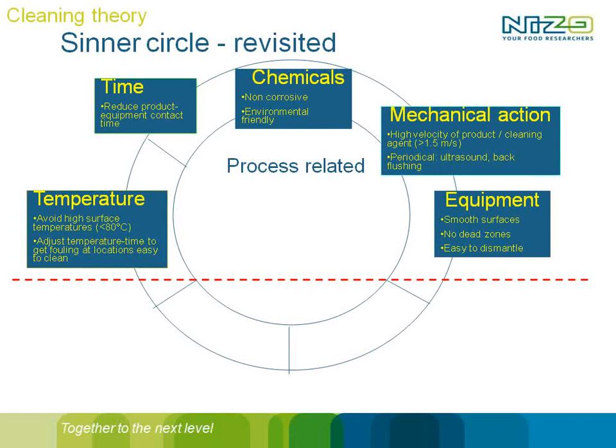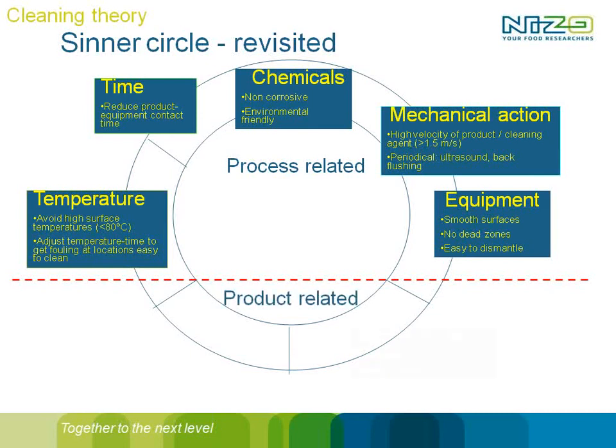Mechanical action, as I mentioned: make sure that you have a high velocity to have a turbulent flow. What you do see is that, for example, ultrasound or back flushing is applied in specific applications. For example, back flushing is done for membrane cleaning. Finally, equipment is very important. What type of equipment are you cleaning? It says something about the design of the equipment, and we have some slides about it later in the presentation, so I'll not say anything about it. But smooth surfaces and no dead zones are very important to keep in mind when you design your production process.